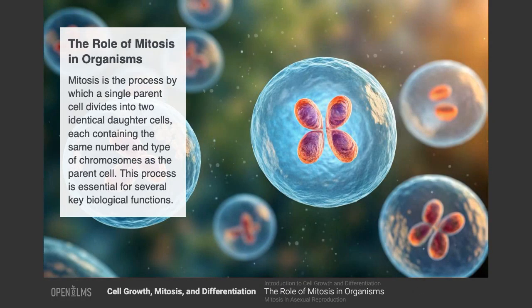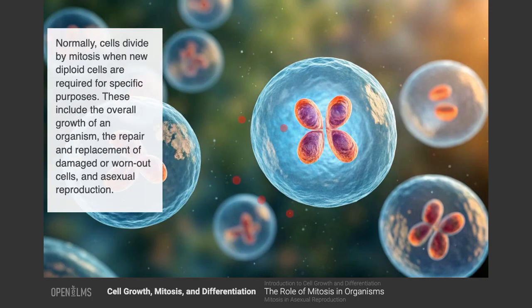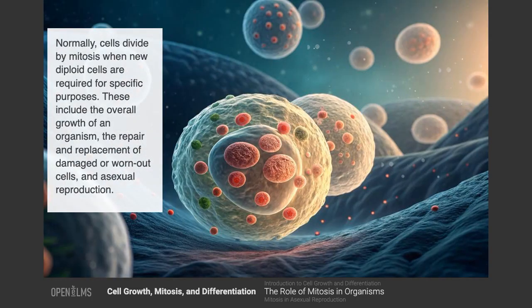The role of mitosis in organisms. Mitosis is the process by which a single parent cell divides into two identical daughter cells, each containing the same number and type of chromosomes as the parent cell. This process is essential for several key biological functions. Normally, cells divide by mitosis when new diploid cells are required for specific purposes. These include the overall growth of an organism, the repair and replacement of damaged or worn-out cells, and asexual reproduction.